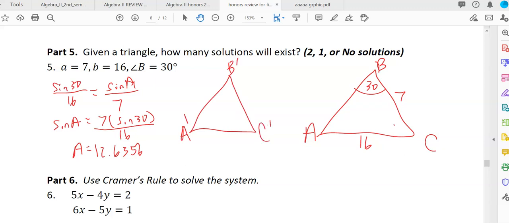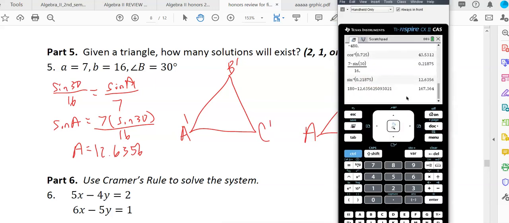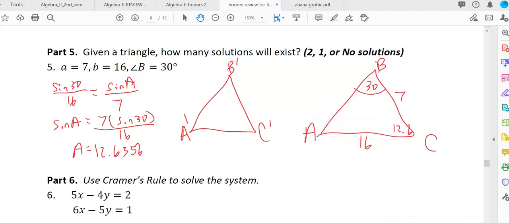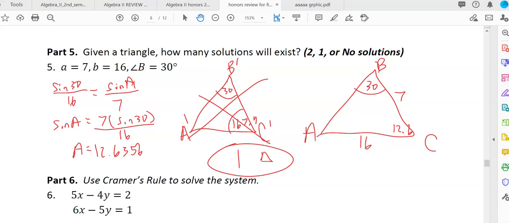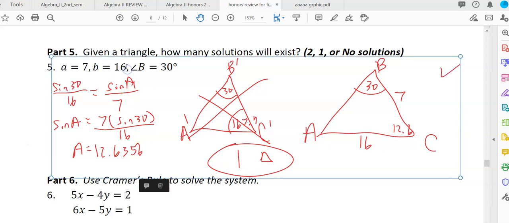So if I drew a second triangle, so this angle is 12.6, basically. I'm just rounding there. And this other one would be 167.4. So if this is 30, is that too many degrees for a triangle? That's more than 180. There's no second triangle. There's only one triangle here. So there is that first one. That's a triangle. That'll work. We could solve that one, but not the other one.